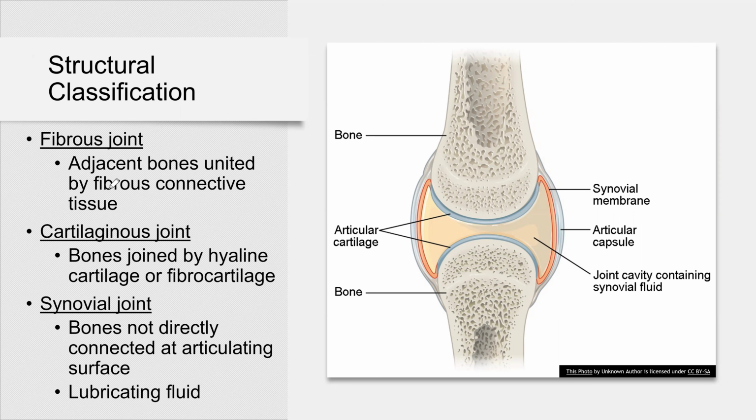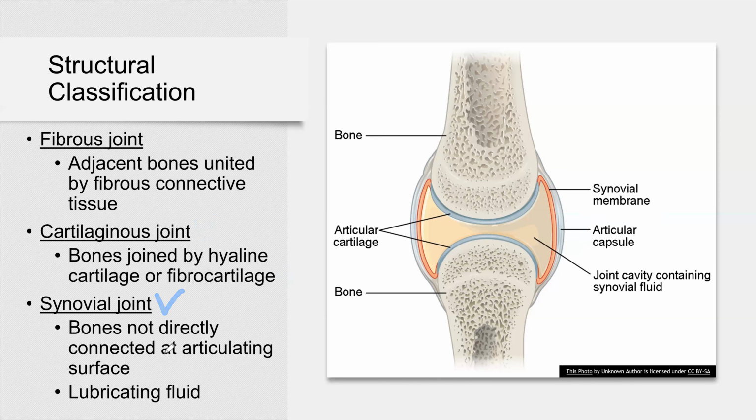So if we have fibrous connective tissue between two bones, then it will be a fibrous joint. And this is dense regular connective tissue. If we have cartilage, it can be hyaline cartilage or fibrocartilage, between bones, then it will be a cartilaginous joint. And if we have a pretty complex structure of a joint, like shown on a picture over here, and most important, we have a capsule between two bones, then we call it a synovial joint.